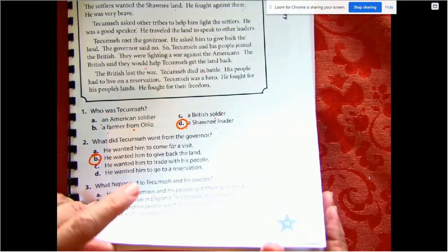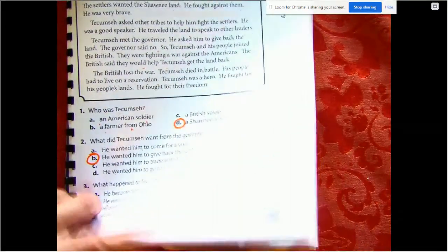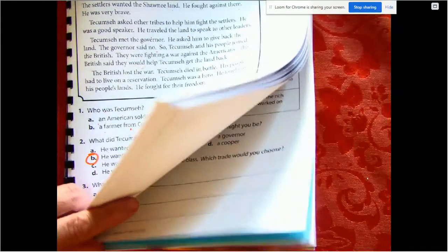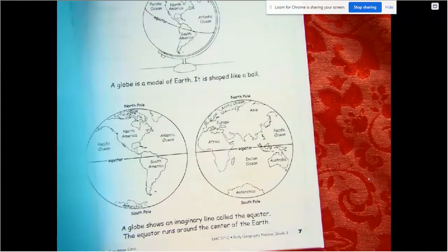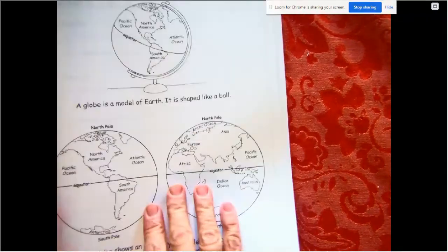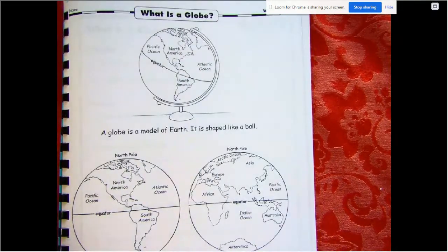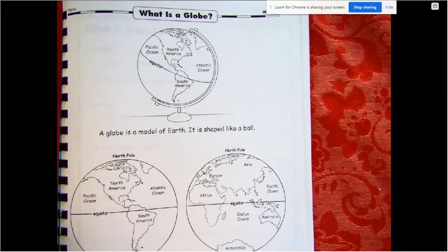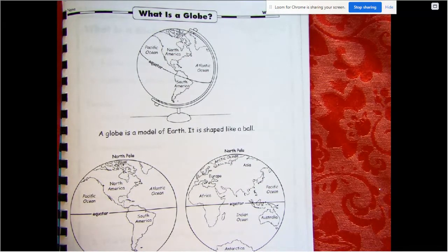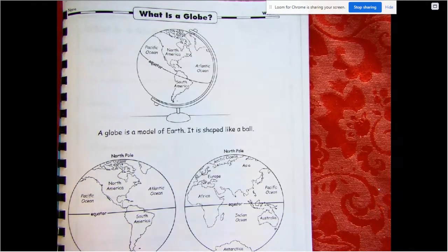We're going to slide ourselves back one more thing, and we're going to go to geography. So make sure you have all of that finished, and then we're going to go to geography to the very first page. And this page says, what is a globe? If you needed to pause so that you can get the other stuff finished, do that, because then when you unpause, you'll be right here with us, okay?